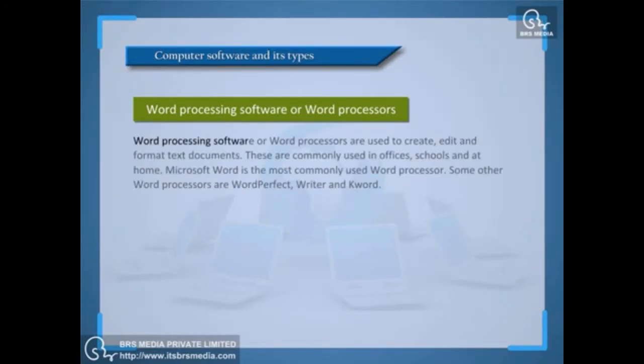Word processing software or word processors. Word processing software or word processors are used to create, edit, and format text documents. These are commonly used in offices, schools, and at home. Microsoft Word is the most commonly used word processor. Some other word processors are WordPerfect, Writer, and Corel.